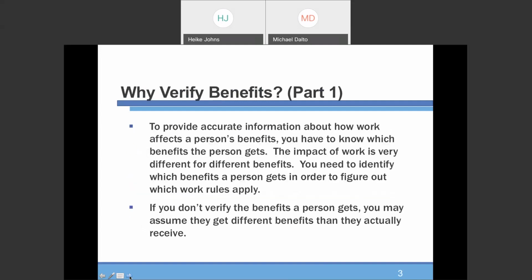So why do you need to verify benefits? Because, quite simply, you can only provide accurate benefits advisement if you're certain you know which benefits a person gets. Because the impact of work on different benefits is very different. If you think that a person is getting one benefit and they're getting another, you may give them the wrong advice about how work will affect their benefits.